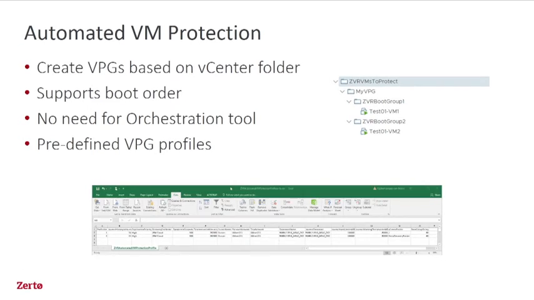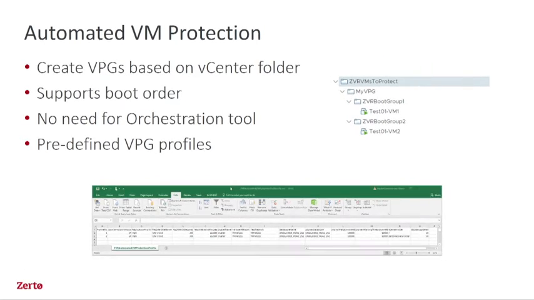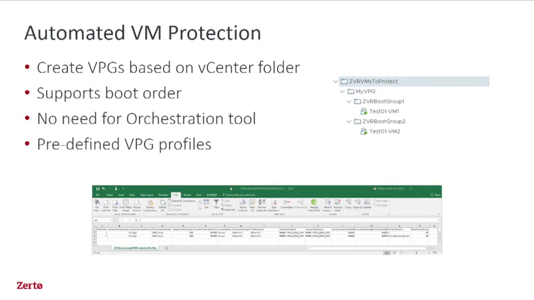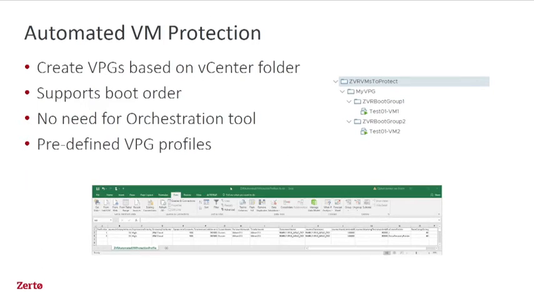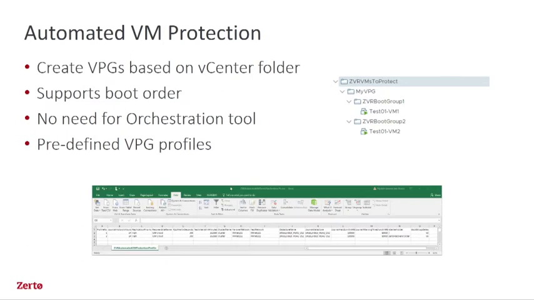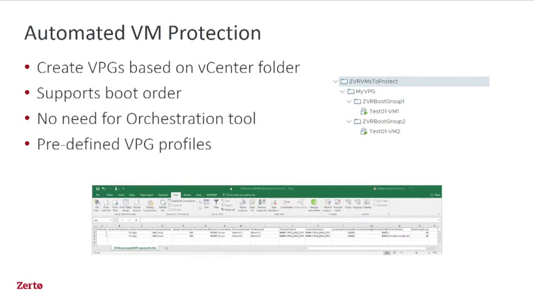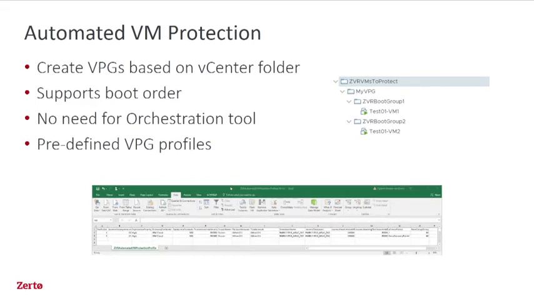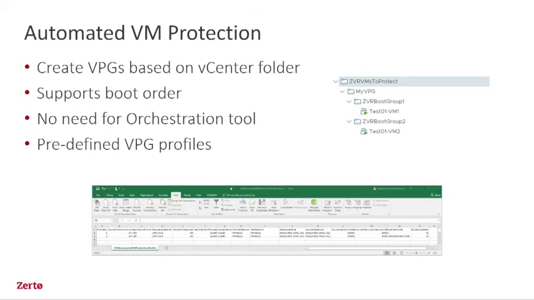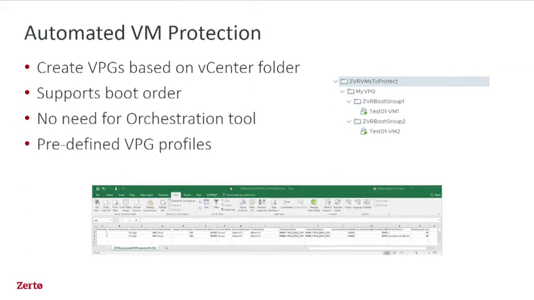It will create a VPG based on a VPG profile. And we can predefine those profiles by using a CSV file. So basically, if we look at the CSV file, it will show you what's the recovery cluster, journal settings, target RPO, target journal, those kind of things. So you can predefine all that. You can have multiple profiles, so you can have different types of SLAs on those VPGs. And it will automatically create the VPG based on those settings.